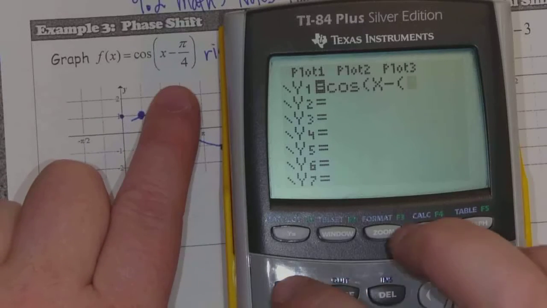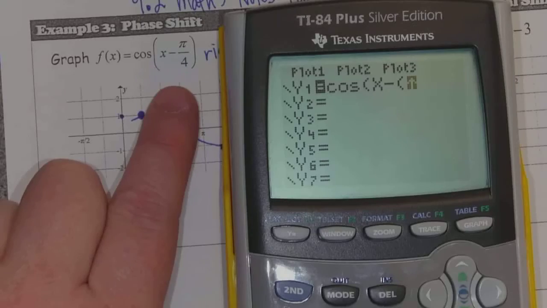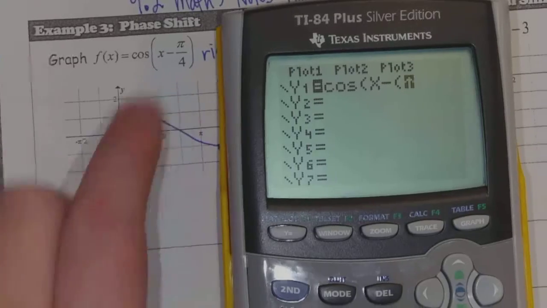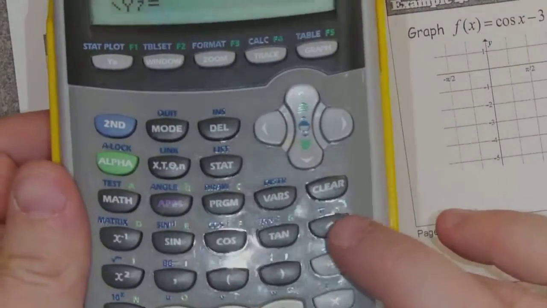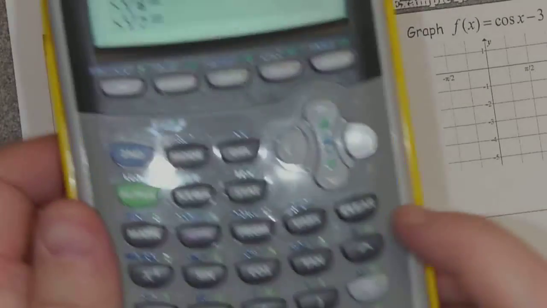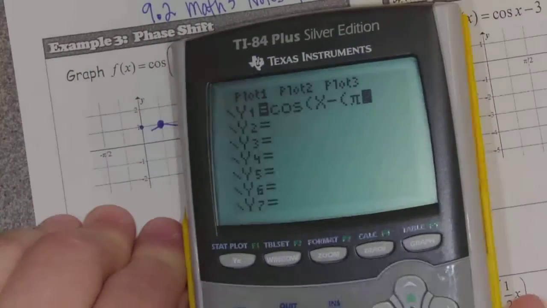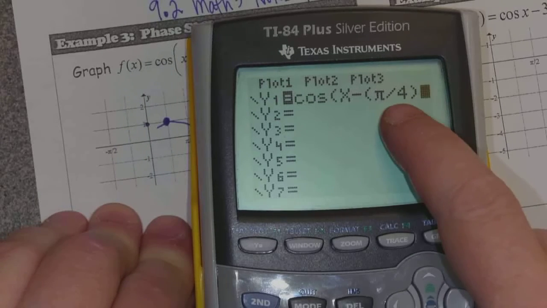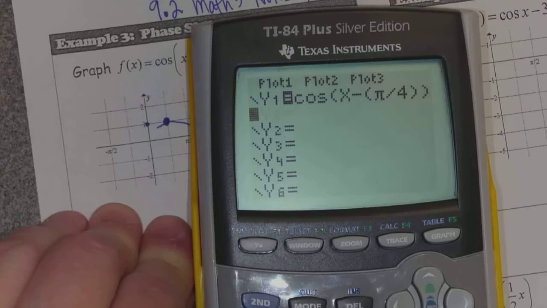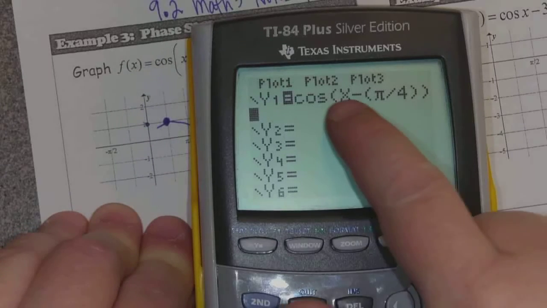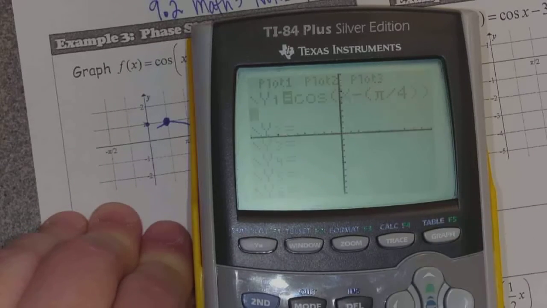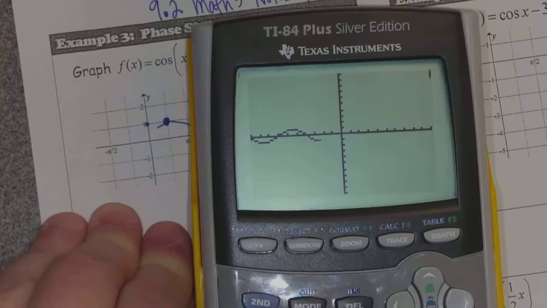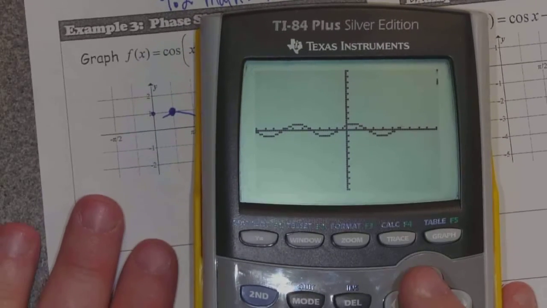So we're going to do pi on the top, and the pi button you have to hit the second key to get to. Did you guys find it? It's right here above the caret key. So hit your second key and then do that, and then do your divided by 4. Close your parentheses for the fraction, and then close your parentheses again to close your second set of parentheses. Then just hit graph and you can just check your work to see if you did it right.